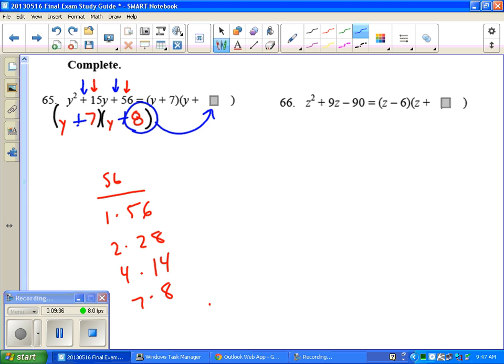Another way you can look at it is you can just ask yourself, what do I have to multiply by 6 to get the number 90? 6 times 15 gives you the number 90. Just give yourself a shortcut, or you can factor it out the same way. When you see a problem like that, you can take a quick shortcut on it. We'll do factoring on the next one.